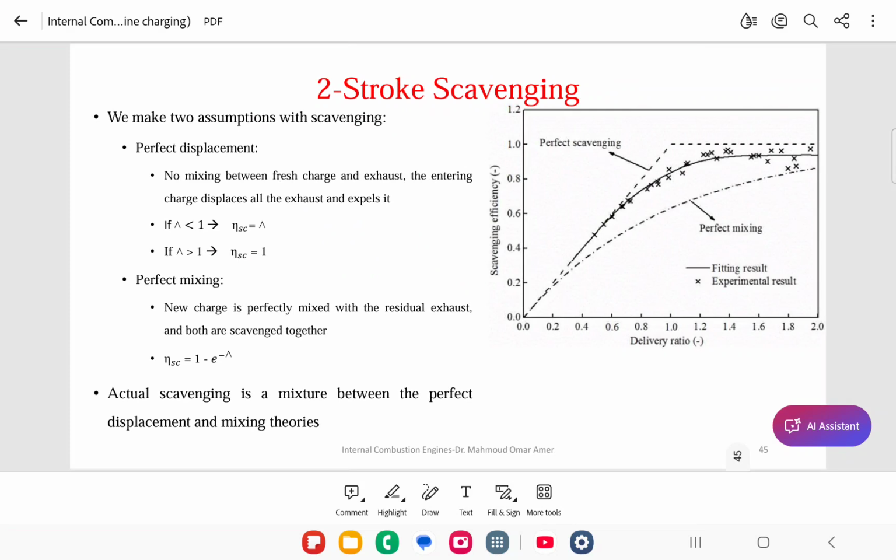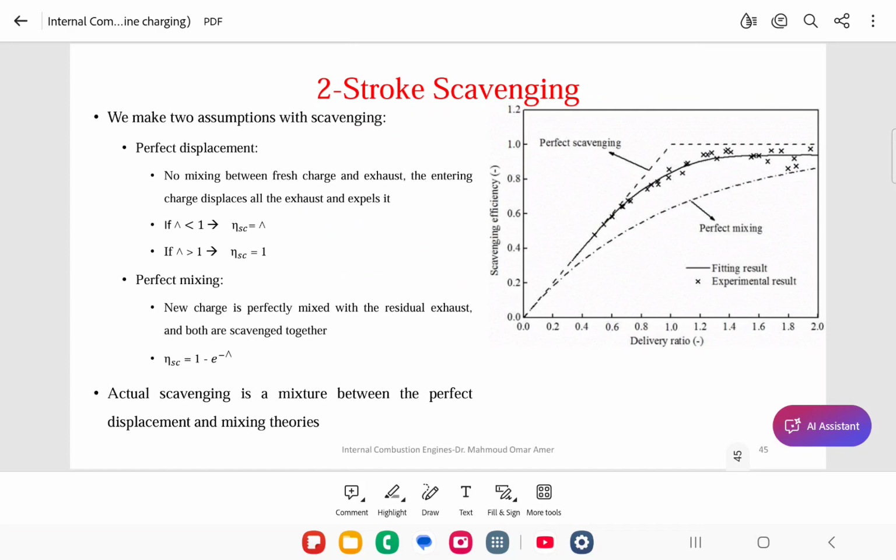For the two-stroke scavenging, if you want to calculate the delivery ratio and the scavenging efficiency, we have two assumptions. Either we consider a perfect displacement assumption or a perfect mixing assumption.